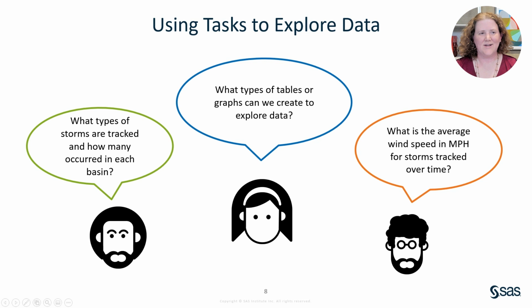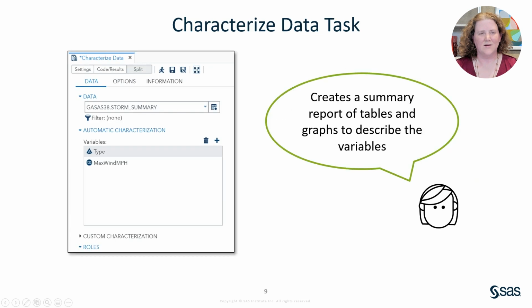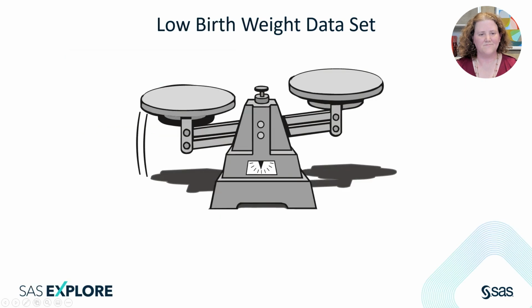Let's get into our analysis of the births dataset. The first thing we want to do is look at some tasks to explore the births dataset. The first task we're going to use is the Characterize Data task. What this task is going to do is generate some basic descriptive statistics for continuous variables, and it will give us frequency tables for categorical variables. It's also going to provide histograms for continuous variables.